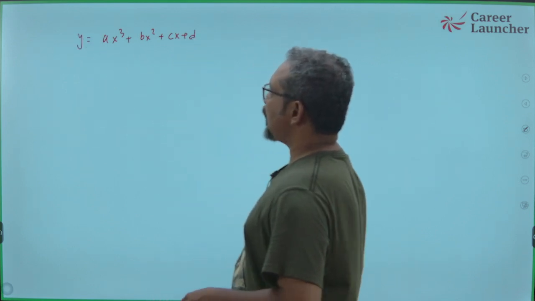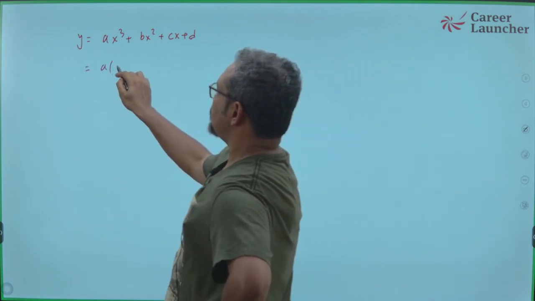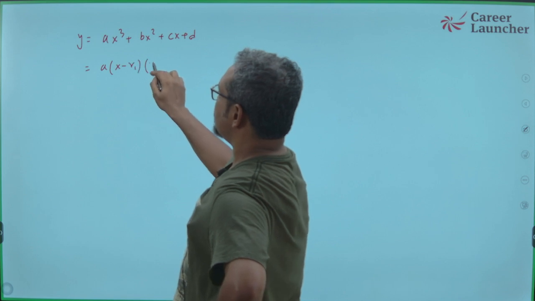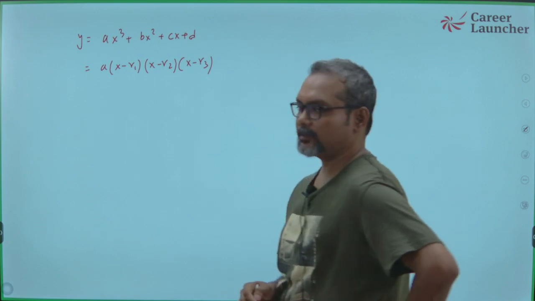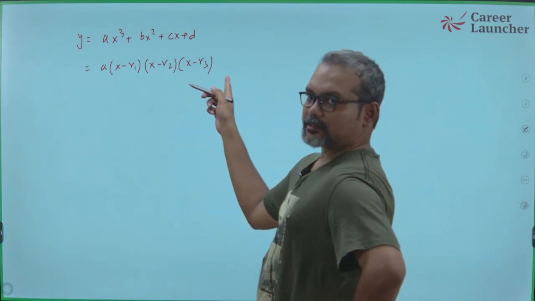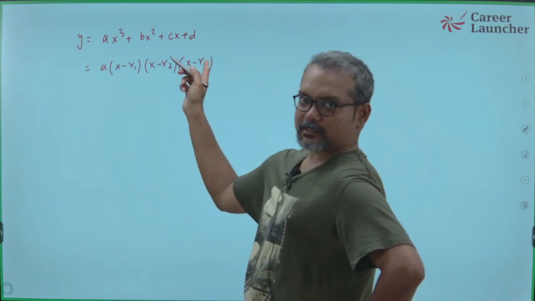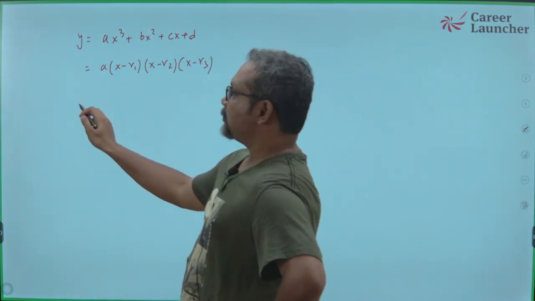And just like last time when you factorize, we will be getting a times (x minus r1) times (x minus r2) times (x minus r3). Okay. So now if I were to expand this and again compare with this, just like last time, you can remember the results of what we were going to get.